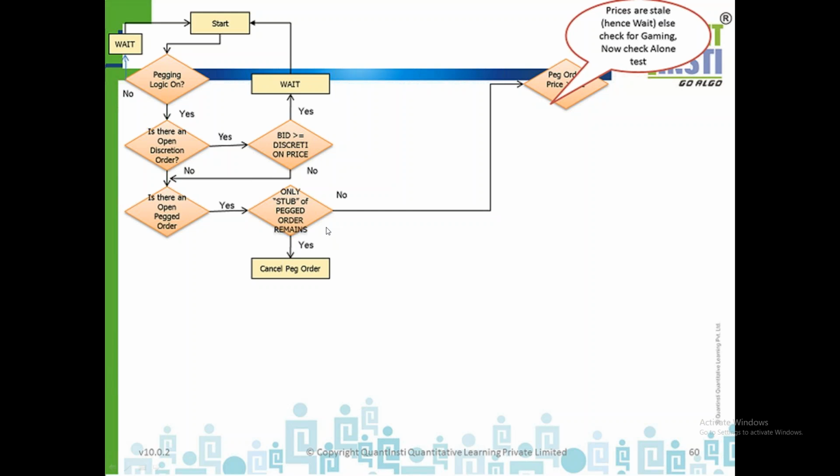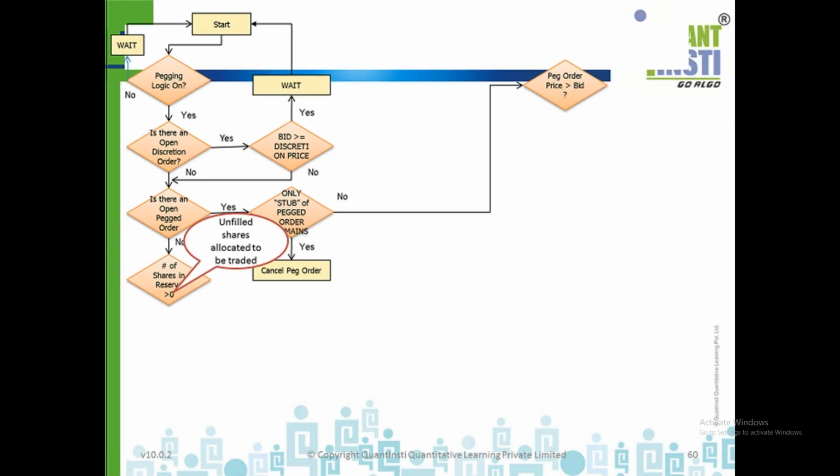If the whole order is there, then you just might want to see whether your peg order price is greater than the bid and whatnot. So anyway, if there was no open pegged order, and the number of shares in reserve is greater than 0, that is, there is still some unfilled inventory for you to sell.